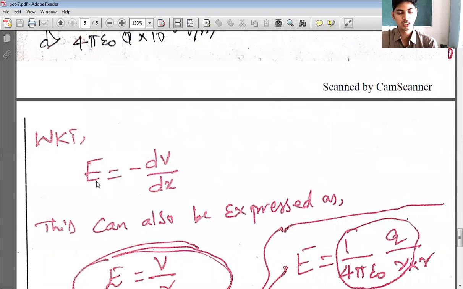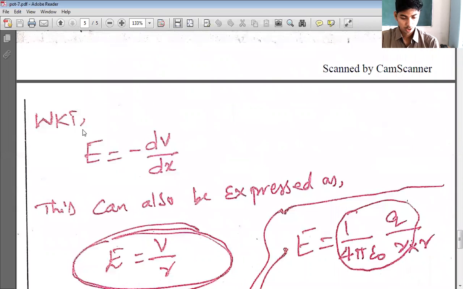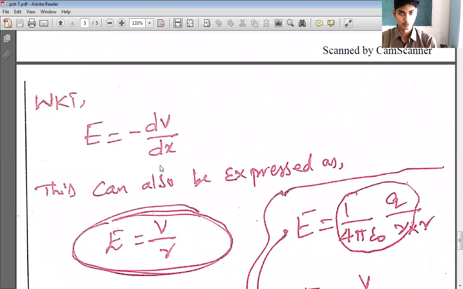We know that the relationship between electric field and electric potential is E is equal to minus dV by dx. This equation should be used only when V is given as a function of distance. For example, V is equal to 4x square, find electric field at (1, 2, 2). Differentiation of 4x square with respect to x gives 8x, and you must use the minus sign, so minus 8x.